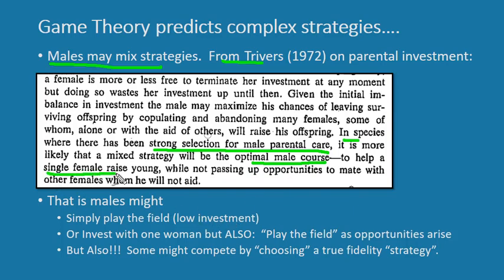So that is, they'll form some kind of pair bond with one young fertile female and take care of her and her offspring, but they're not going to pass up opportunities to sow their seeds, so to speak. So he's not saying yet every species, every male is going to adopt that strategy, but it would logically make sense given the game that males are playing. So in other words, to simplify this, somebody might simply play the field, have a lot of relationships with a lot of females, and make low investments. Or somebody might invest with one woman, but also play the field as opportunities arise. In other words, have affairs on the side, or extra pair copulations, as they're called.